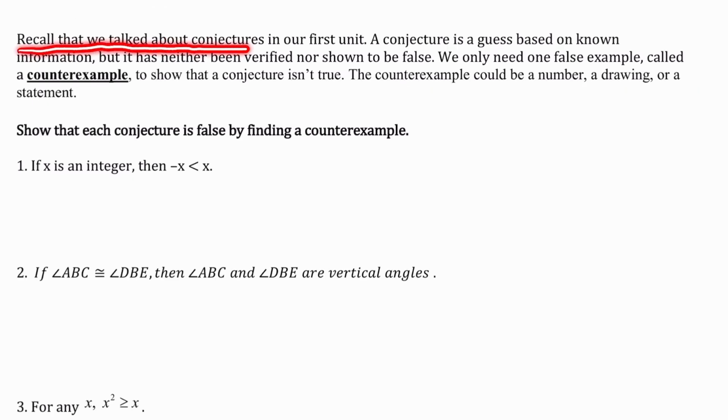Recall that we talked about conjectures in our first unit. A conjecture is a guess based on known information, but it has neither been verified nor shown to be false. We only need one false example, called a counterexample, to show that a conjecture isn't true. The counterexample could be a number, a drawing, or a statement. And I'm going to highlight this part because that's going to be important.